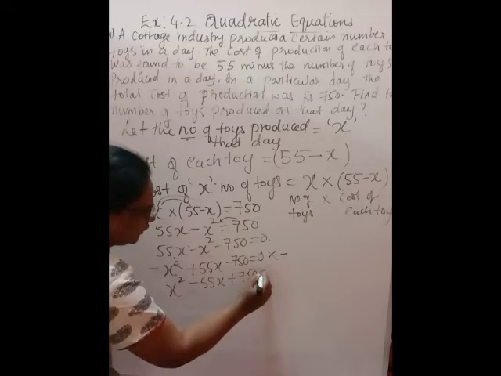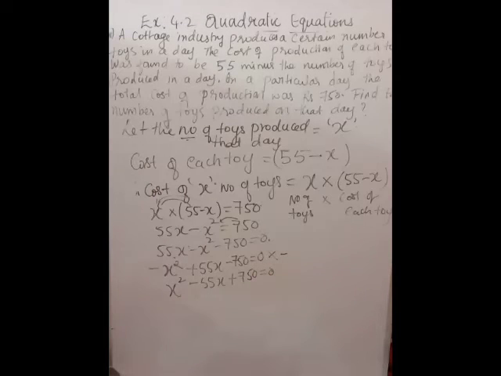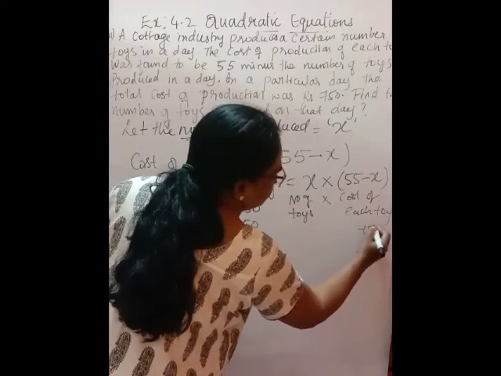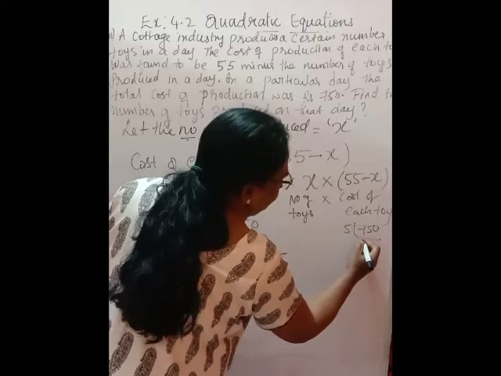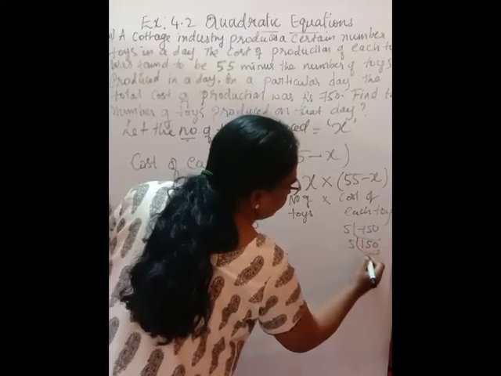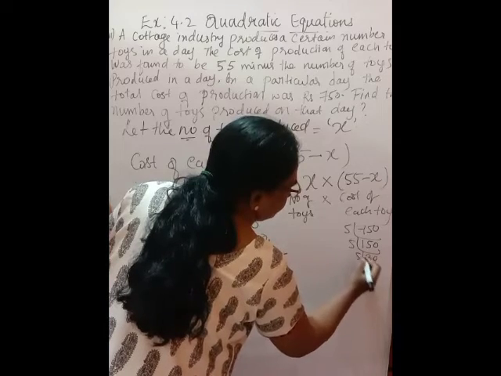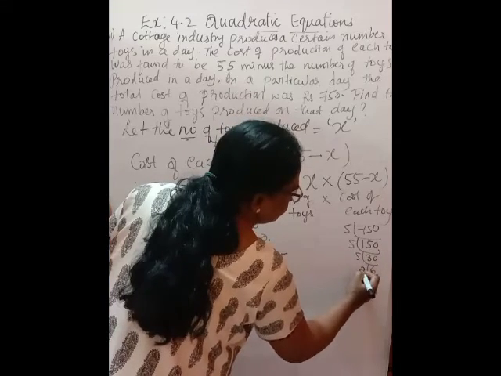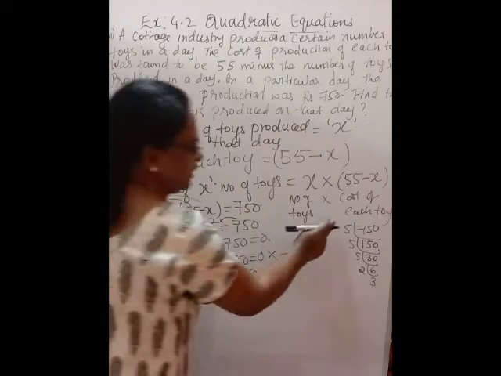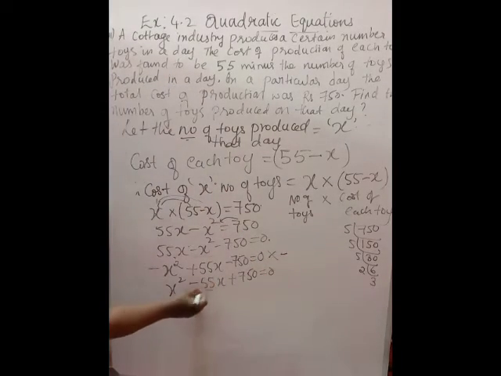750 is equal to 0. Now you have to find the factors for 750. For 750, the factors are 5 ones are 5, 5 5s are 25, 5 30s are 150, 5 6s are 30, 2 3s are 6. So these are the factors. You arrange these factors in such a way that you should get 55 when you add or subtract.